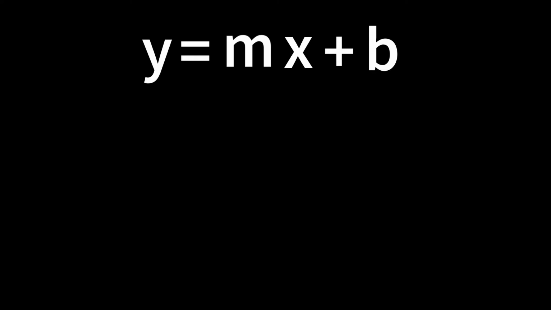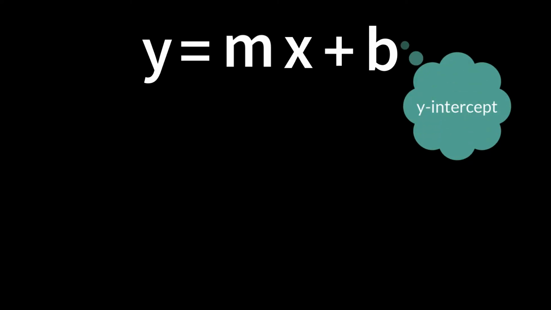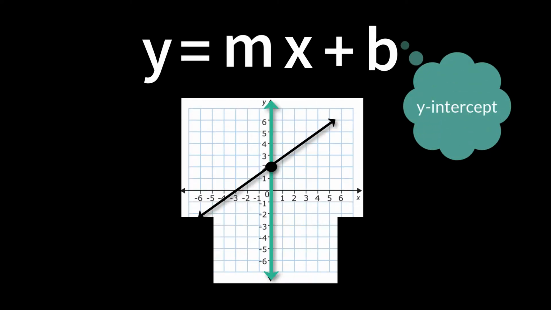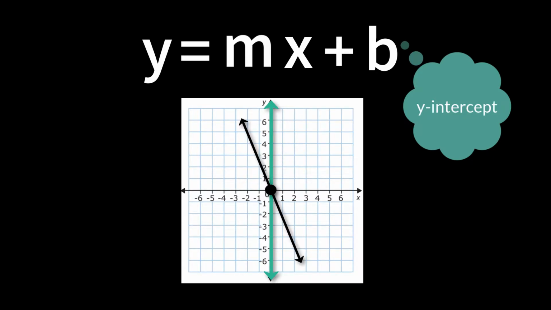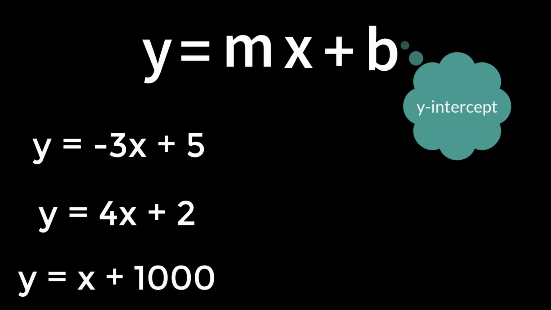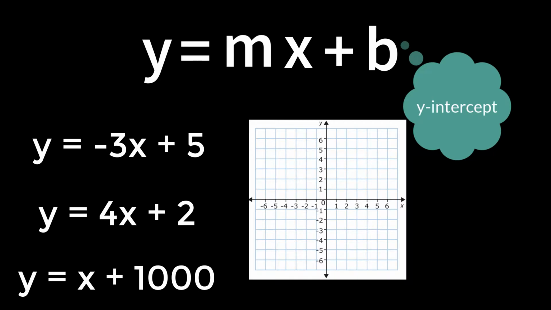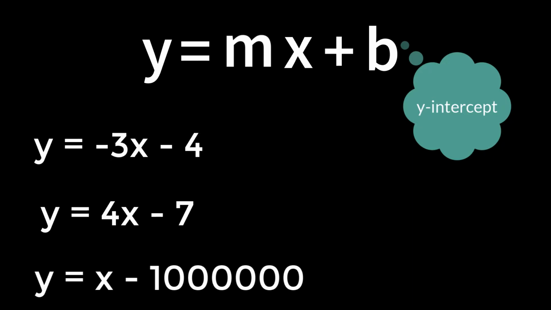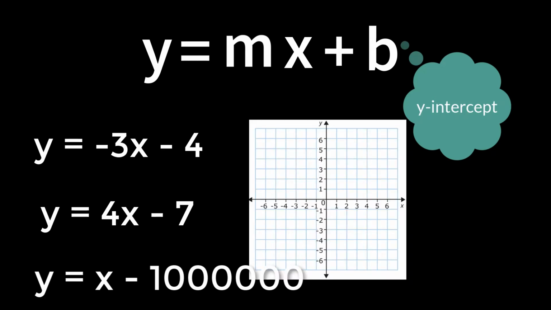In this formula, b represents the y-intercept of the line. This is the point where the line crosses the y-axis. That's why it's called the y-intercept. When an equation ends with +5 or +2 or +1,000, this means the line crosses the y-axis at a positive number above the origin. When an equation ends with -4 or -7 or -1,000,000, the line crosses the y-axis at a negative number below the origin.